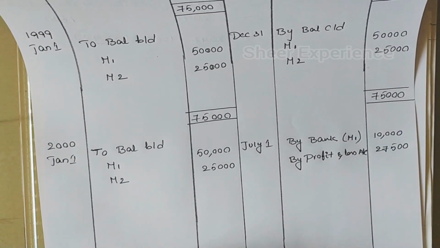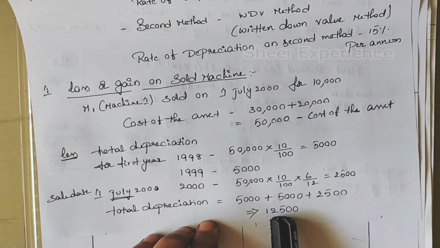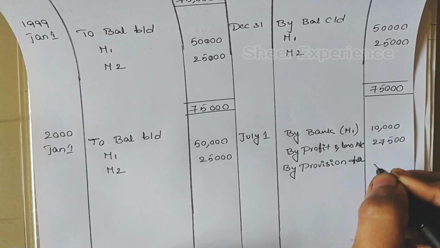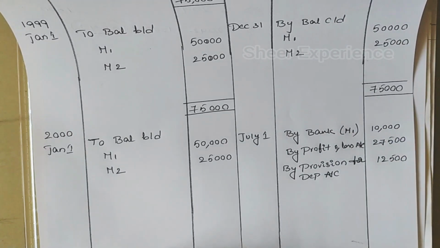We will record this in the credit side as by profit and loss account and amount is 27,500. During the time of the sale, we need to transfer the accumulated depreciation amount for Mission 1 to the asset account. If the asset is not sold, then we don't have to record this in the asset account. Here, the accumulated depreciation amount for Mission 1 is 12,500 and we'll mention by provision for depreciation account in the particulars column on the credit side.